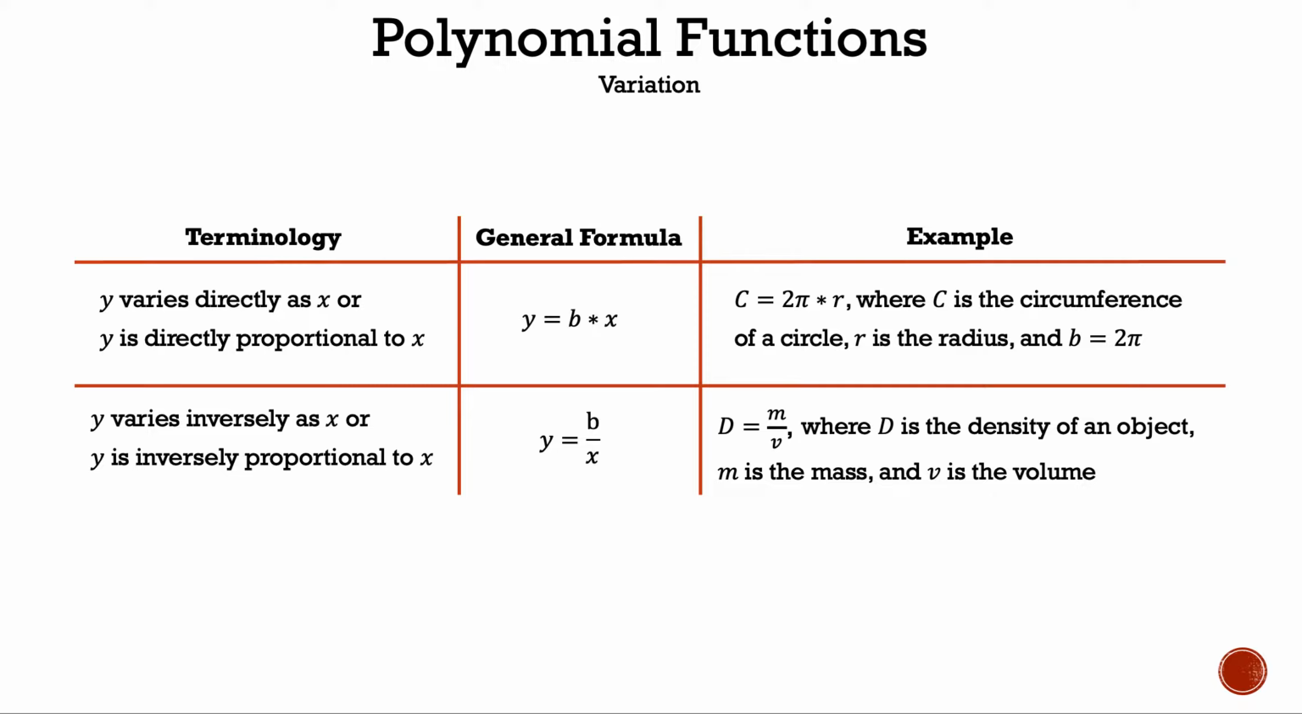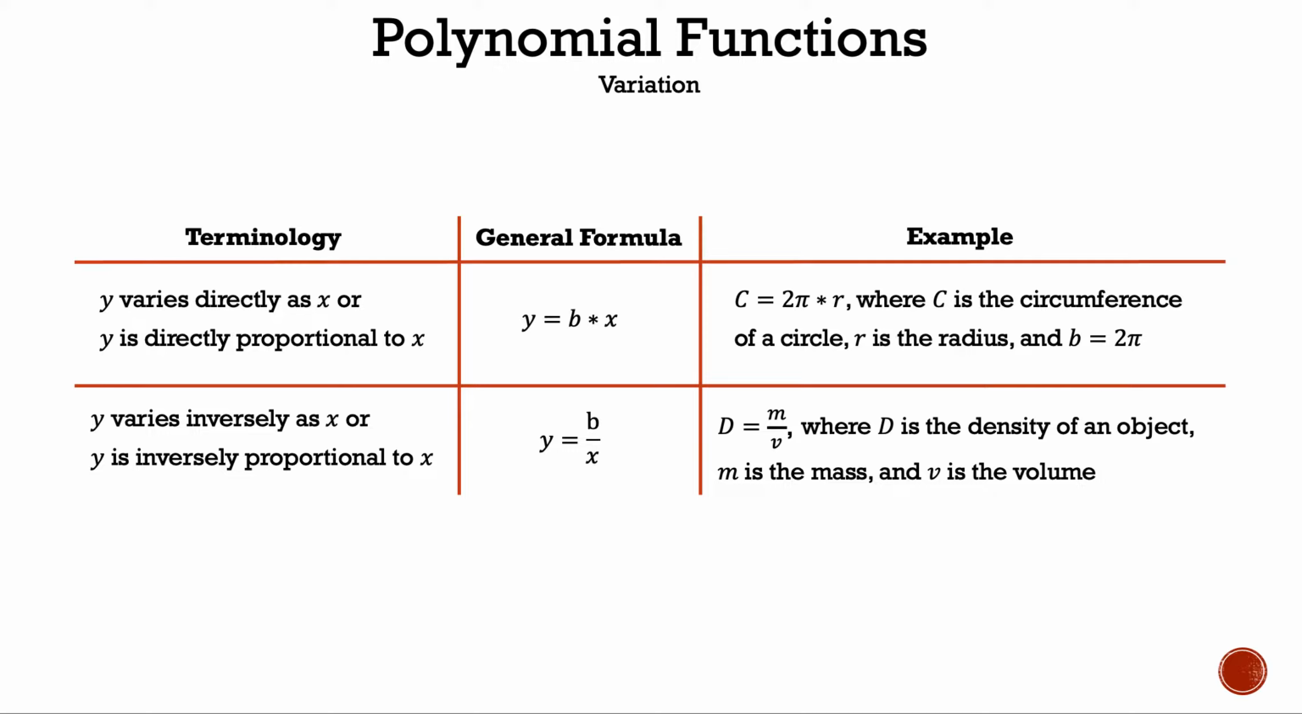Now, let's look at some terminology. We have two options here. The first one is y varies directly as x, or y is directly proportional to x, where the general formula is y is equal to b times x. And for an example we have c is equal to 2 pi times r, where c is the circumference of a circle, r is the radius, and b is equal to 2 pi.